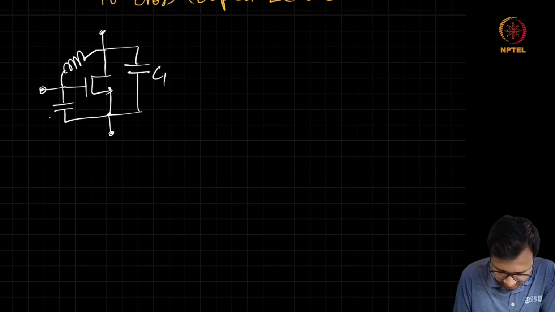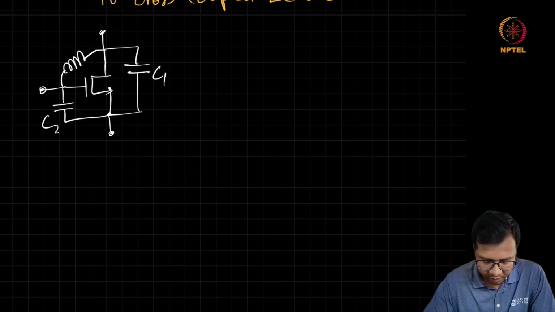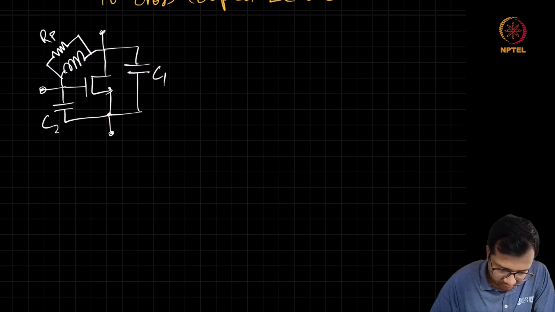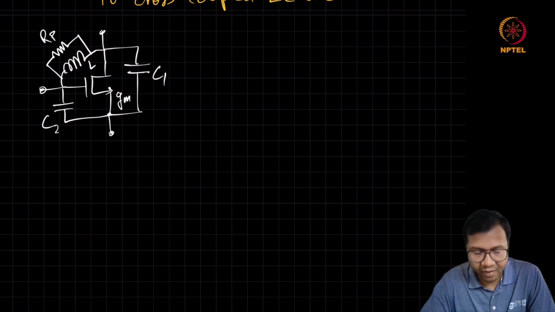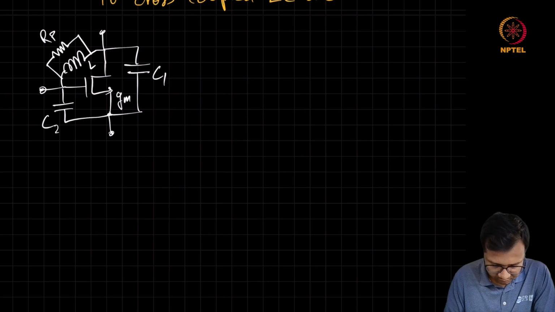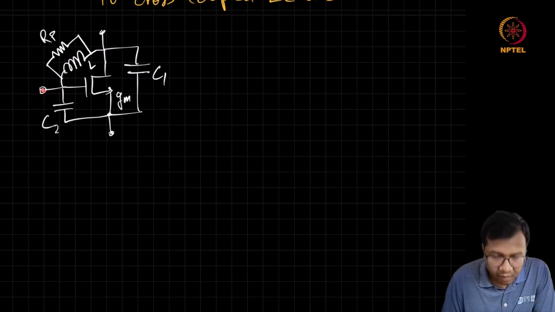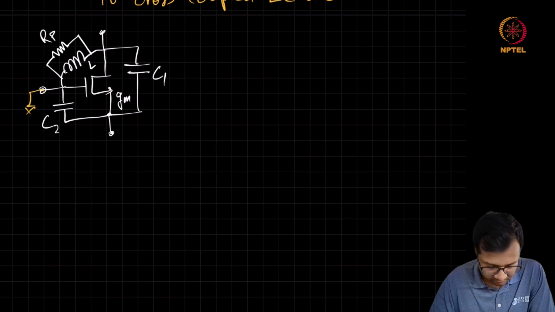Here it is C1, C2, and to be able to compare with the cross-coupled pair, we'll model the loss here as parallel resistance, Rp, and this is L. So here the MOSFET is biased in saturation. And let us take a case where this gate is used as a reference. So the gate is grounded.